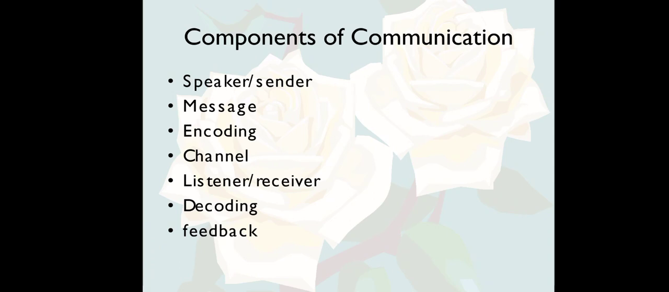The fourth element is the channel. The channel can be a letter, an email, the telephone. So, that's what the channel is. The fifth element is the listener or the receiver, the one who listens to the speaker or receives the message. The sixth element is decoding. Decoding means to understand the meaning of the message. The seventh element is the feedback or the response.